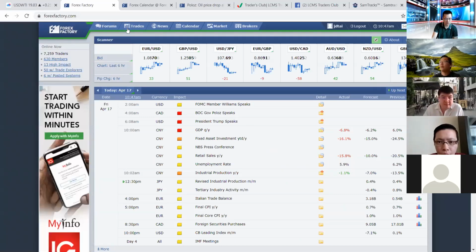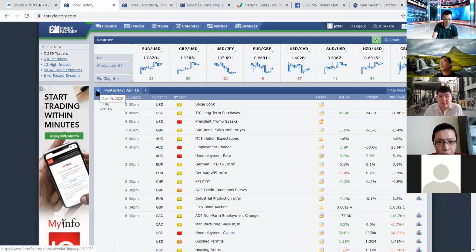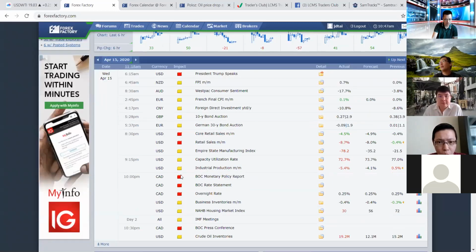So one thing you need to pay attention to is that we had, let me just find it. Okay, on Wednesday, two nights ago, we had the Bank of Canada with their rates decision, right? They did not cut rates. They kept their rates at 0.25. So previously was 0.25, expected 0.25. They kept it at 0.25.